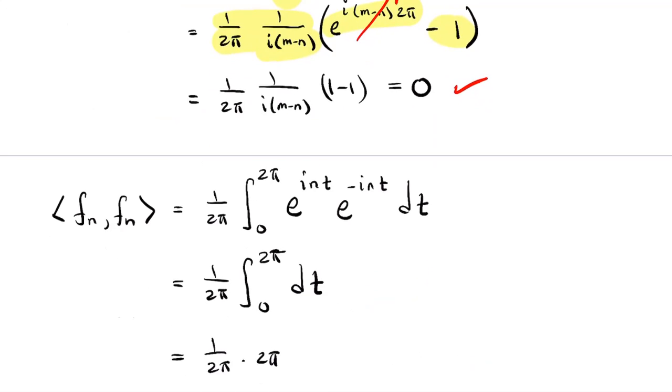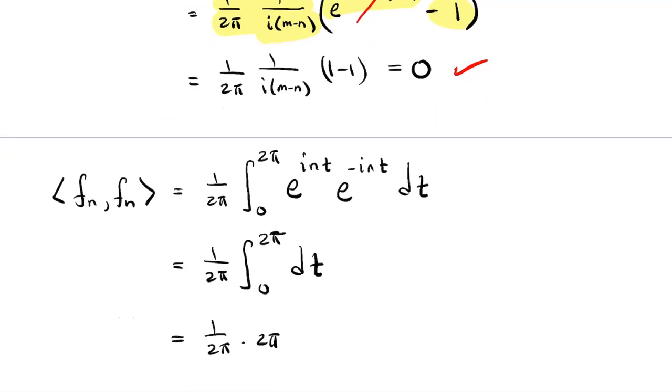What about if n is m? Okay, well, let's just do the computation. If you take the inner product of f_n with itself, then you have e to the i n t times e to the minus i n t. Well, that's e to the 0. That's just 1. 1 over 2 pi times the integral from 0 to 2 pi of dt is 1 over 2 pi times 2 pi. That's equal to 1.